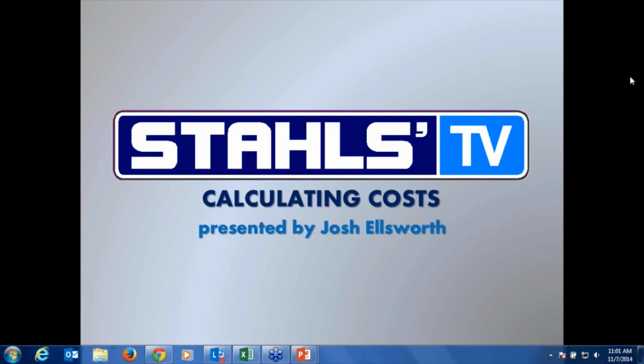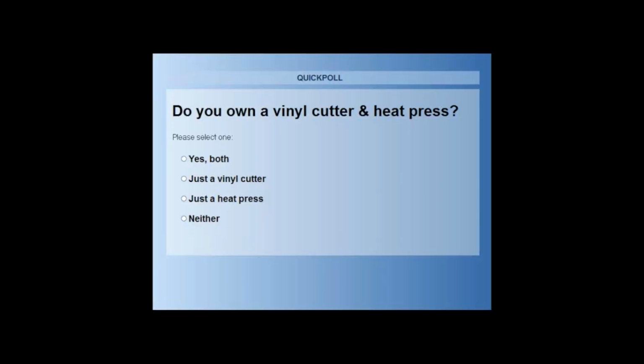So with that, as always, I'd like to get a gauge on who we have in the audience today so I can present concepts to the group. The first thing I want to know is, do you own a vinyl cutter and a heat press? Read through the answers. You can only select one. Obviously, things are a little different if you own a vinyl cutter and can cut your own CAD-CUT designs versus if you just have a heat press and order the designs pre-cut for you. And if you just have a vinyl cutter, of course, you'll need a heat press to complete these applications. But we have some great packages going on this month through Stahls that I'll mention throughout the presentation.